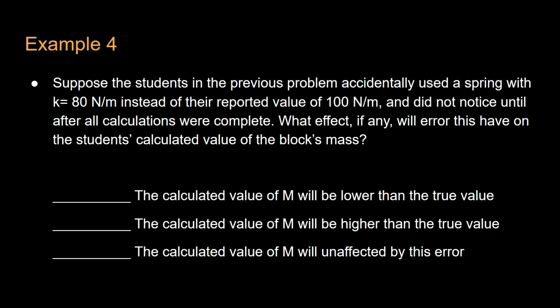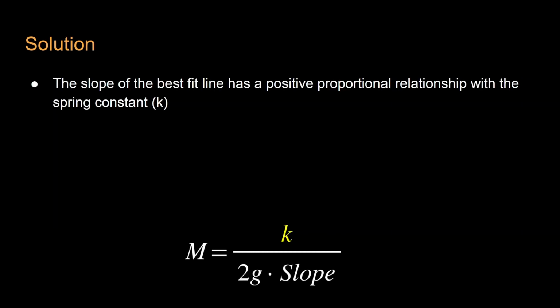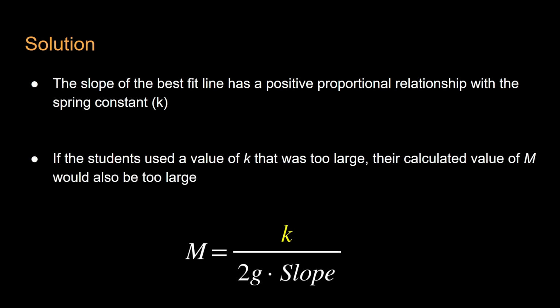Let's think about it. Well, their calculated value of M is actually going to be higher than it should be in actuality. And here's why. The slope of the best fit line has a positive proportional relationship with the spring constant K, meaning K is on top. So if the students used a value of K that was too large, so 100 instead of 80, their calculated value of M would also be too large.